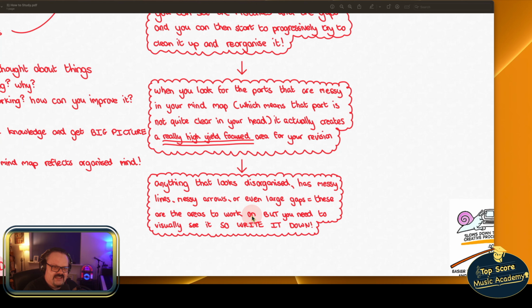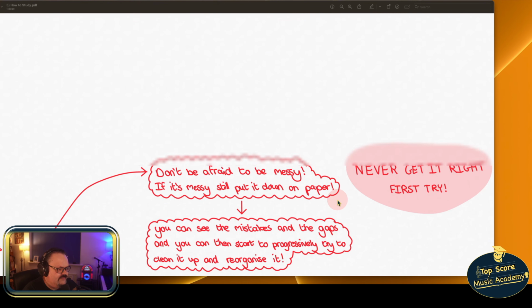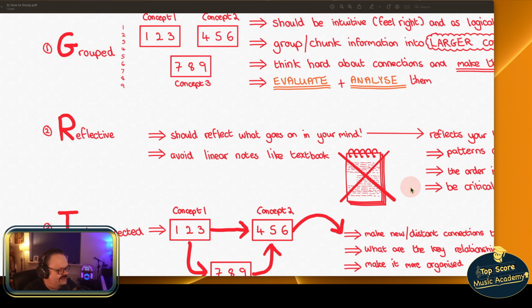If you create a mind map and it looks like an absolute mess, an absolute disaster the first time you do it, then you're probably on the right path. If you're doing it and it feels really simplistic and really easy, you probably aren't doing enough detail, or you're probably missing a lot of things, or you're probably not encoding and evaluating and analyzing the thing properly. So it should feel messy, because you're never going to get it right the first try. Okay, so that's what we mean by reflective. It should reflect what goes on in your mind, and probably the first time you're revising something, it's going to be a mess. Because it is a mess in your head. But that's okay, because you will tidy it up later.